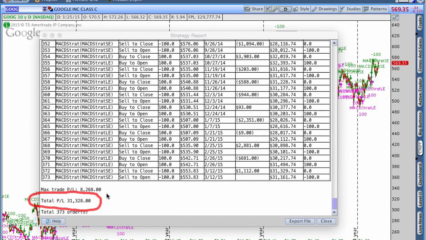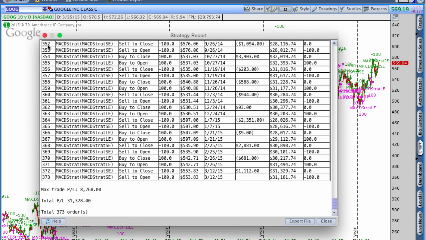So this again gives you an idea of which stocks actually work better with MACD versus don't work as well with MACD, or any other strategy that you want to use. Again, with Google, we had almost 373 different trades. And so that just gives you an idea of how many times you're going to be in and out of the security.